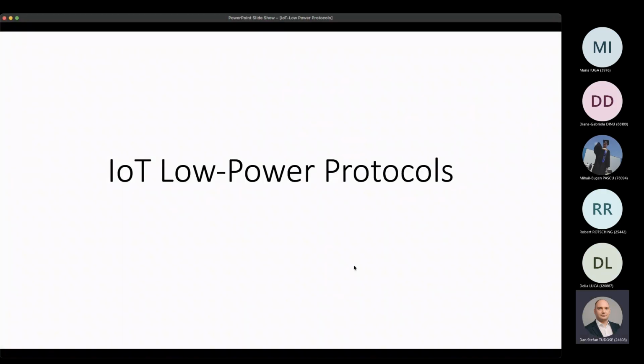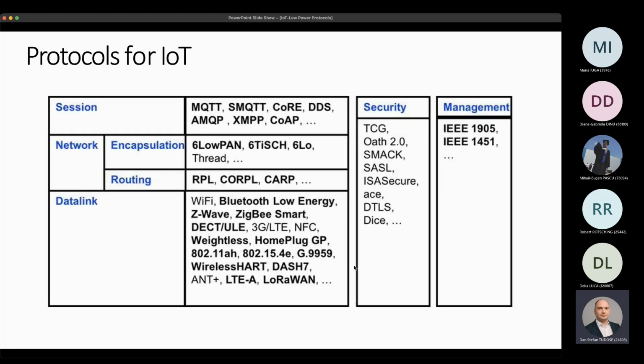So we're going to talk today about low power protocols that are employed in IoT systems. We're going to talk a bit about Bluetooth. We're going to talk about ZigBee and some other less known protocols that are used in wireless sensor networks that build IoT systems. We've covered quite a few in our previous lectures.